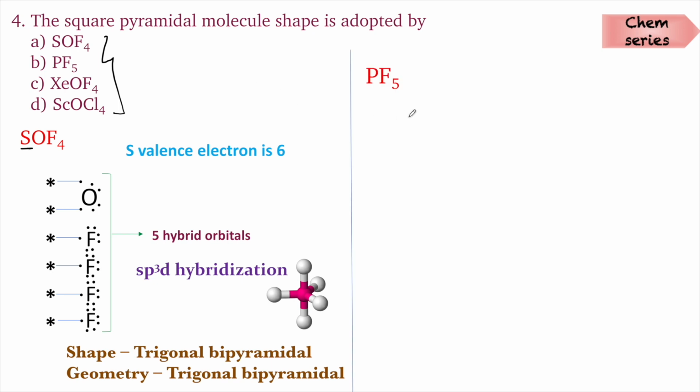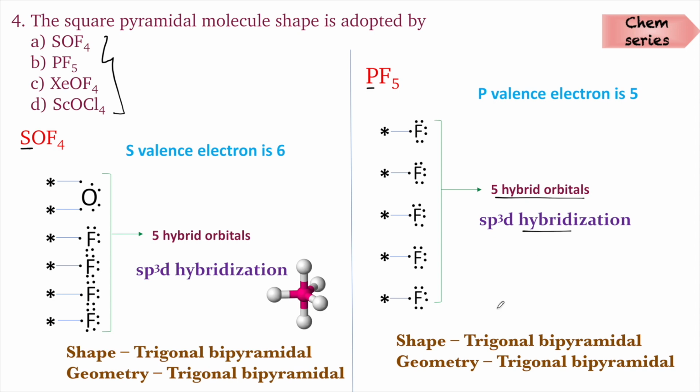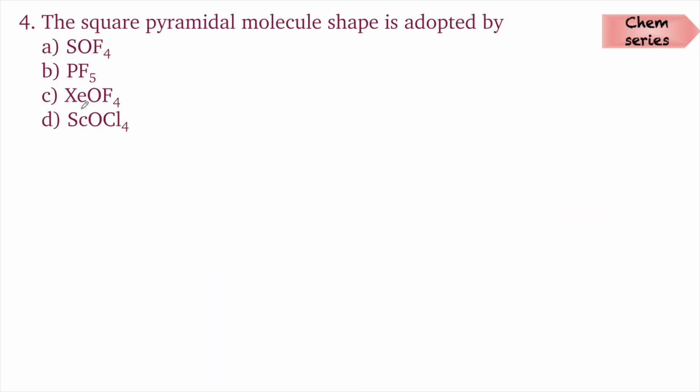So let us see for PF5. Here phosphorus will be your central atom and its valence electron is 5, and there are 5 fluorine atoms, so it takes 5 valence electrons of phosphorus to form single bonds. So there are totally 5 hybrid orbitals, and that is sp3d hybridization, and the shape and geometry is again trigonal bipyramidal, it is not square pyramidal. So let us see for the third option.